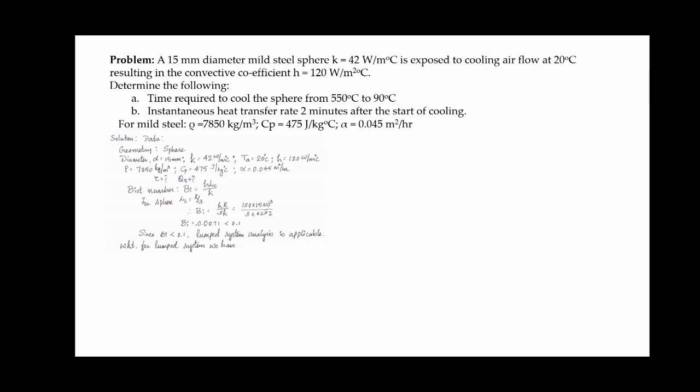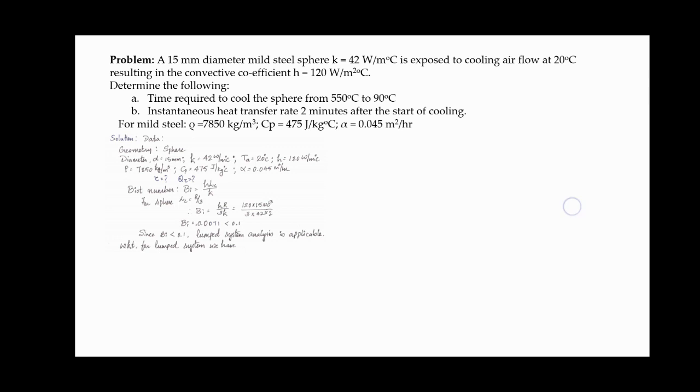The first thing which we have to do while solving any transient conduction problem is that we need to find out the Biot number to decide whether lump system analysis can be applied or not. So let us find out the Biot number. Biot number is given by H into Lc by K, and for sphere characteristic length is R by 3. Therefore Biot number is given by H into R by 3 into K, which is equal to 120 into 15 into 10 to the power of minus 3 divided by 3 into 42 into 2. So the Biot number is 0.0071, which is lesser than 0.1. Since the Biot number is less than 0.1, lump system analysis is applicable.